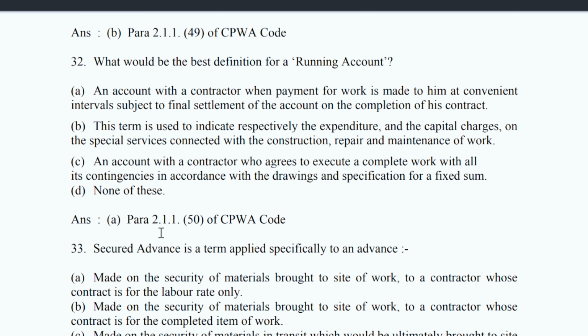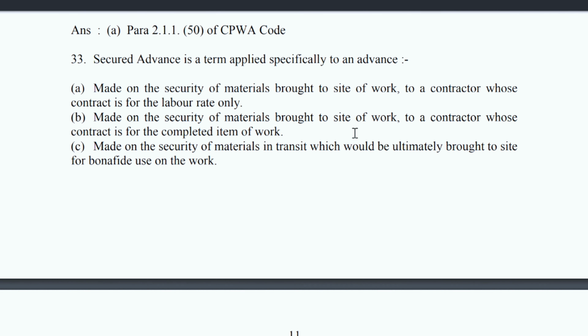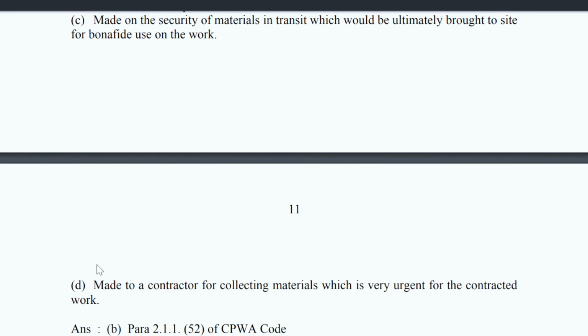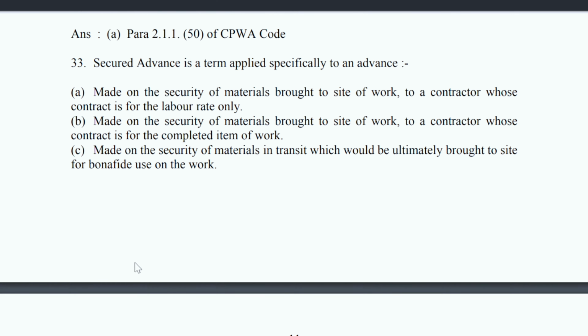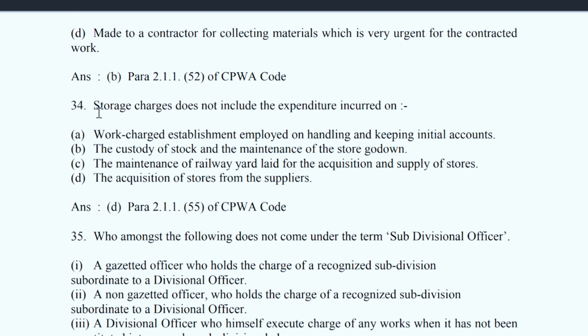So next, secure advance is a term applied specifically to an advance. So the answer is B: made on the security of materials brought to the site of work by a contractor whose contract is for the completed item of work. Serial number 34.